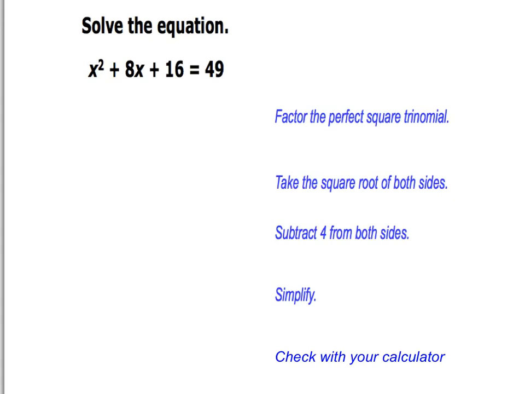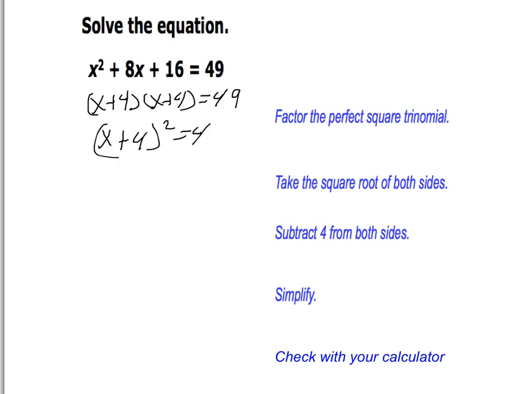Okay, let's take a look at one more problem before we wrap this up here today. First of all, looking at this here, is this a perfect square trinomial? Well, I would say, let's see, x squared? Yep, perfect square there, it's x. 16, perfect square? Yep, that's a 4. Now, if I take that 4 times that x and double it, does that give me 8x? Yep, it sure does. So that tells me right off the bat that this is going to factor into x plus 4 times x plus 4 equals 49. Or I could write it as x plus 4, the quantity squared, equals 49.